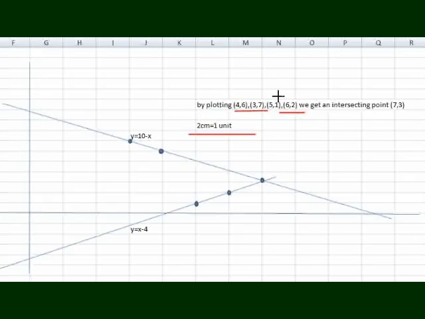So we first find the coordinate position of 4, 6. The value of x is 4 and y is 6. So on the x-axis we place the value of 4: 1, 2, 3, 4, and then calculate the value of y, that is 1, 2, 3, 4, 5, 6. So the point will be located in this position. And next is 3, 7.